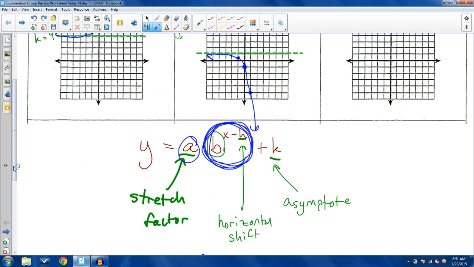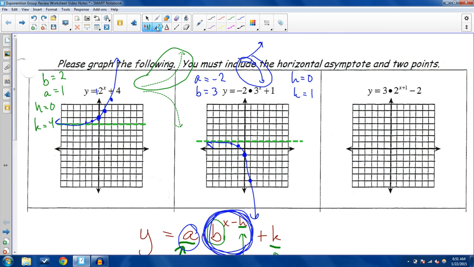Final one, let's incorporate that horizontal shift so I can really talk about that x equals h mumbo jumbo and see why that a value is still important. A equals 3, b equals 2, h equals negative 1, k equals negative 2. Okay, start with my asymptote. Right there. Positive growth. Okay, positive growth. So I will be above, like that.